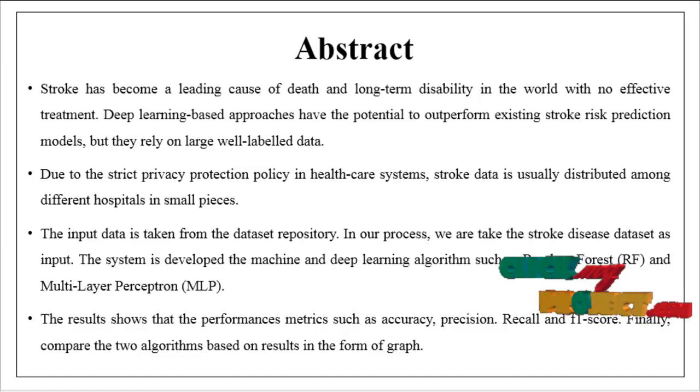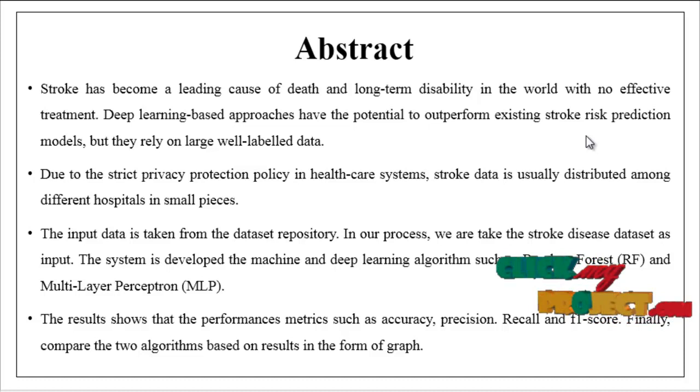The main objective of our project is to predict, classify or identify stroke based on different machine learning algorithms. Stroke has become a leading cause of death and long-term disability in the world with no effective treatment. Deep learning based approaches have the potential to outperform existing stroke risk prediction models, but they rely on large, well-labeled data. Due to the strict privacy protection policy in healthcare systems, stroke data is usually distributed among different hospitals in small pieces. The input data is taken from a dataset repository.